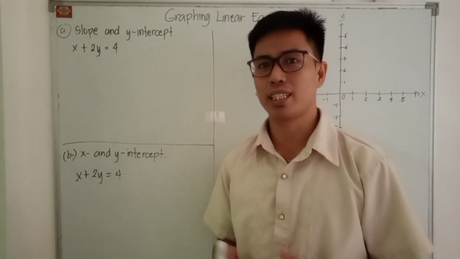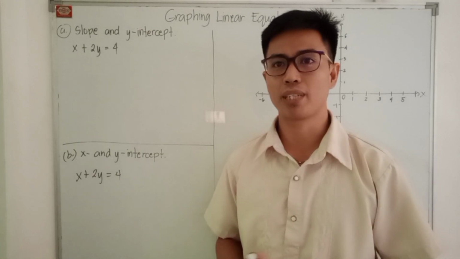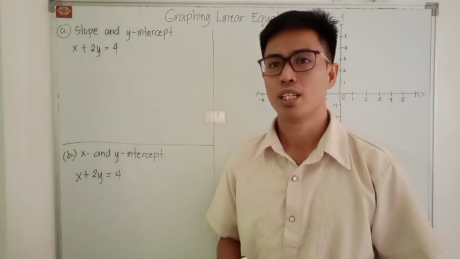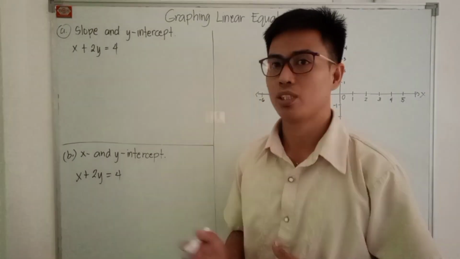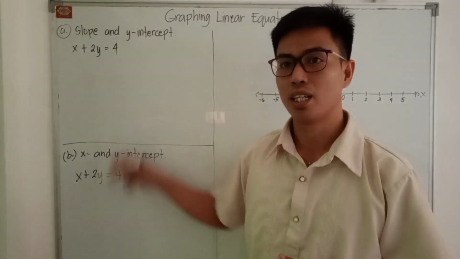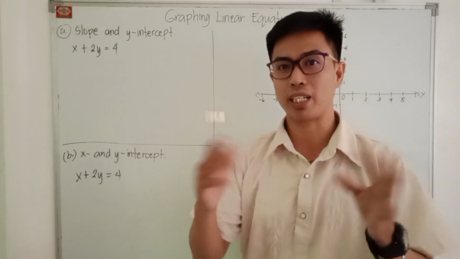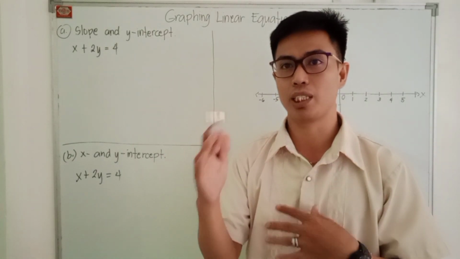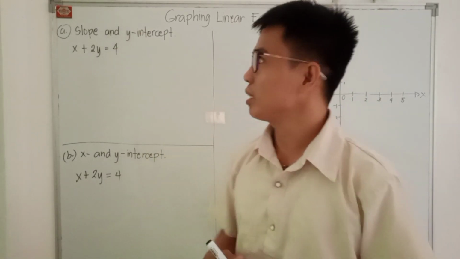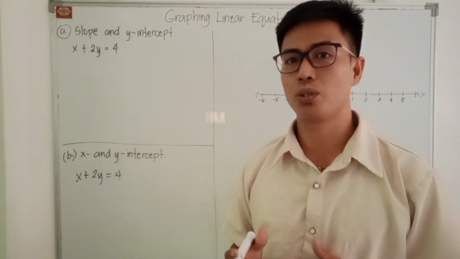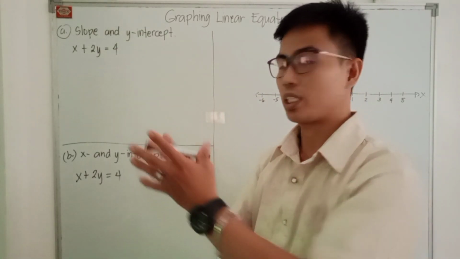Okay, so let's try another example para mas maintindihan kung paano mag-graph ng linear equations. So, let's have the given x plus 2y equals 4. Same lang sila ng ating equation para makita nyo na parehas lang talaga sila ng nakukuha na graph even though magkaiba sila ng process. So, using the slope and y-intercept, of course, we need to transform the given equation.